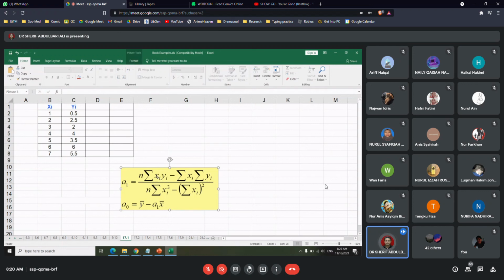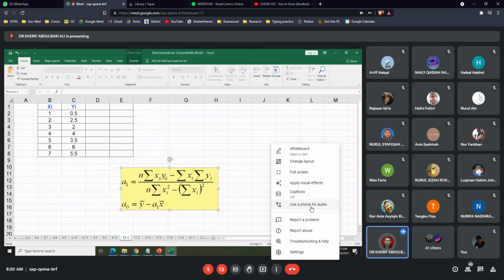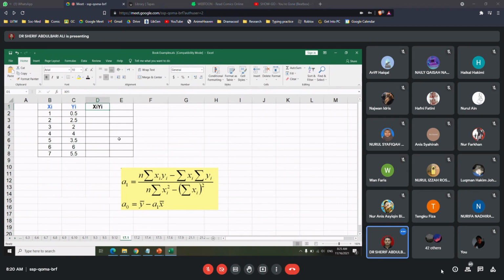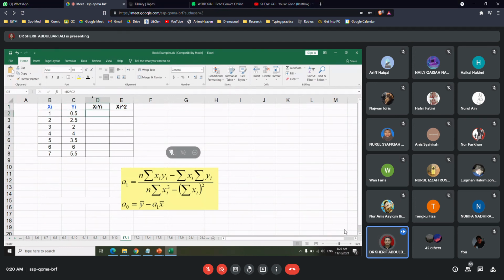To get also x times y, which I don't have, I need to create columns because I don't have the value of x squared. So that means I need to get the value of x times y, and I need to get the values of x squared. So x times y: 1 times 0.5, so 0.5. 2 times 2.5. So I get the values.